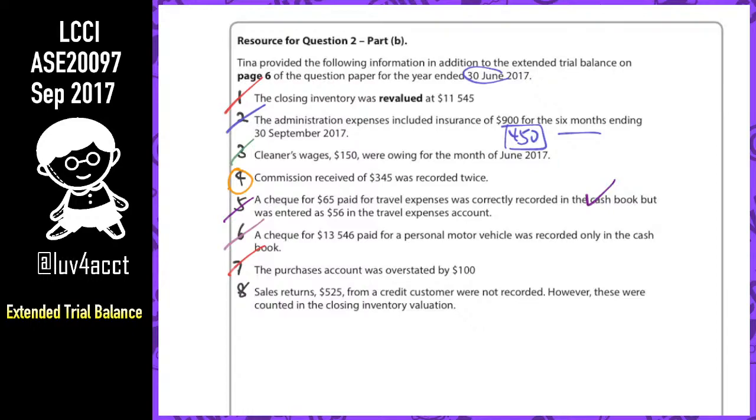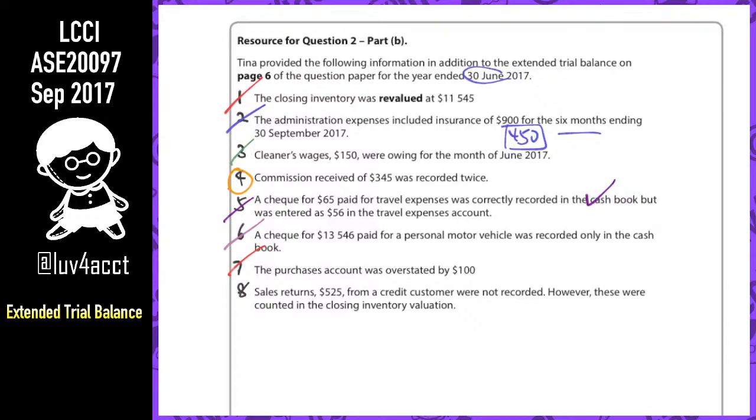Commission received was recorded twice. So you think about this item. What does it mean? You record one time 345 in the bank, 345 commission received. Twice means that you repeated this transaction. Repeating the transaction means you debit again in the bank and then credit the commission received. That is what the question tells you by its words, because it says recorded twice.